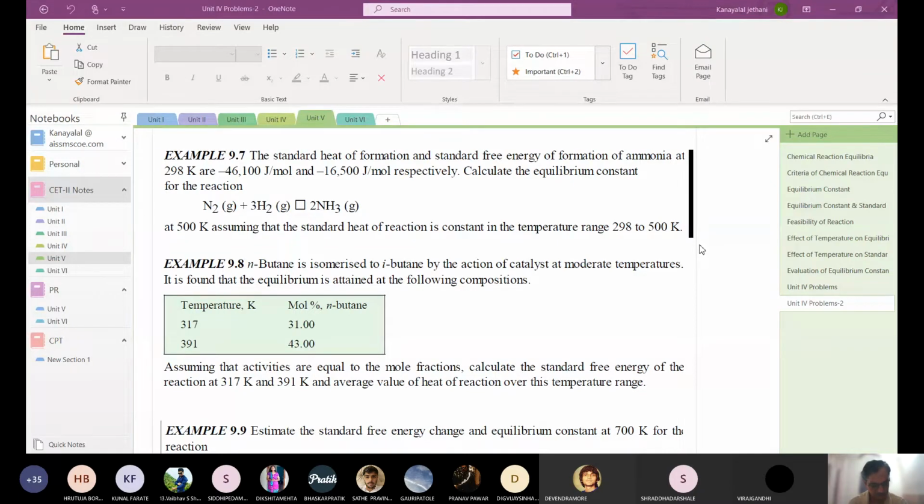Standard free energy -33 और heat of reaction 92200 आ रही है। बराबर, करेक्ट, गुड। और किसी का हो गया?